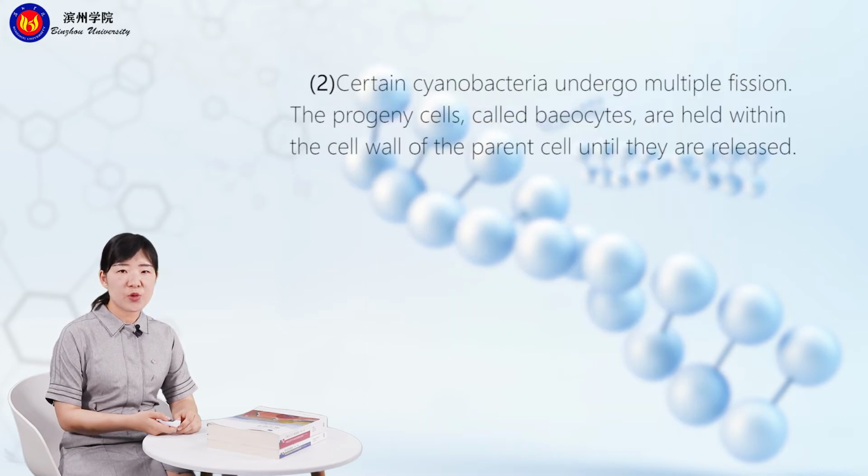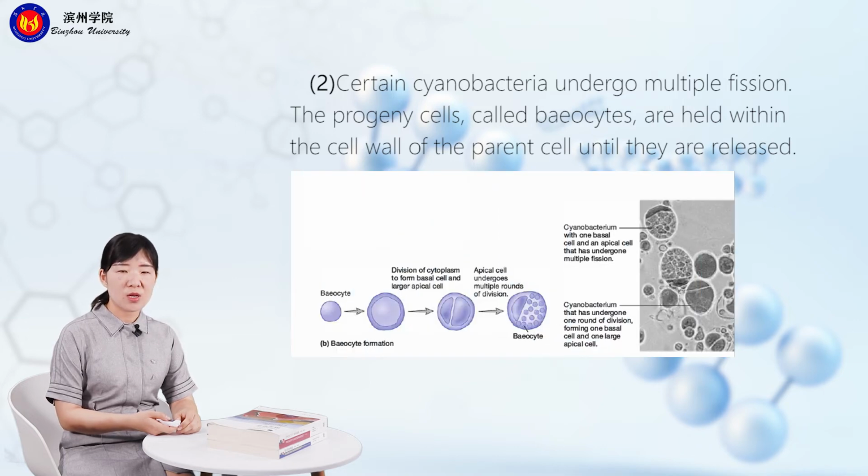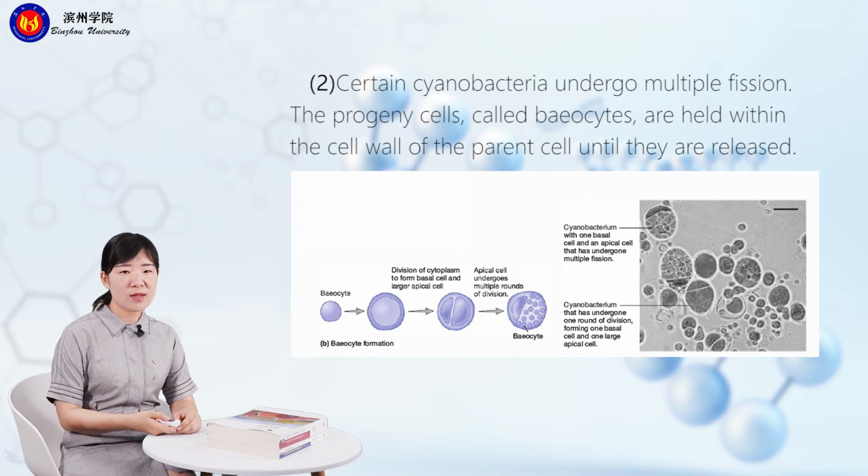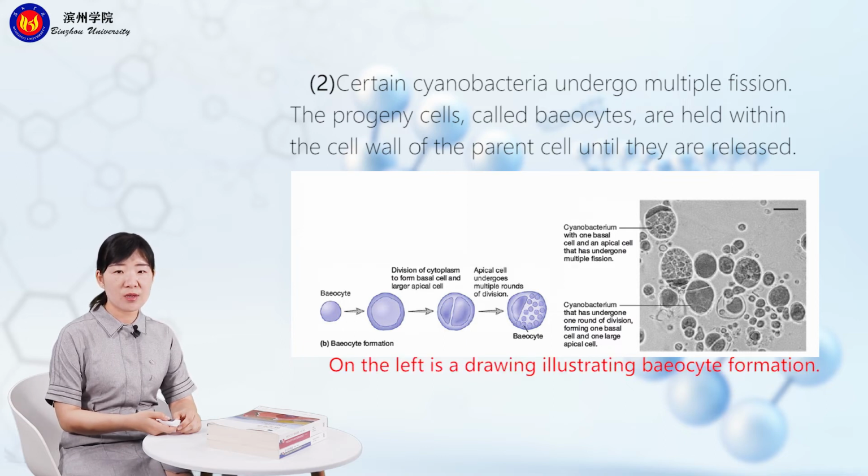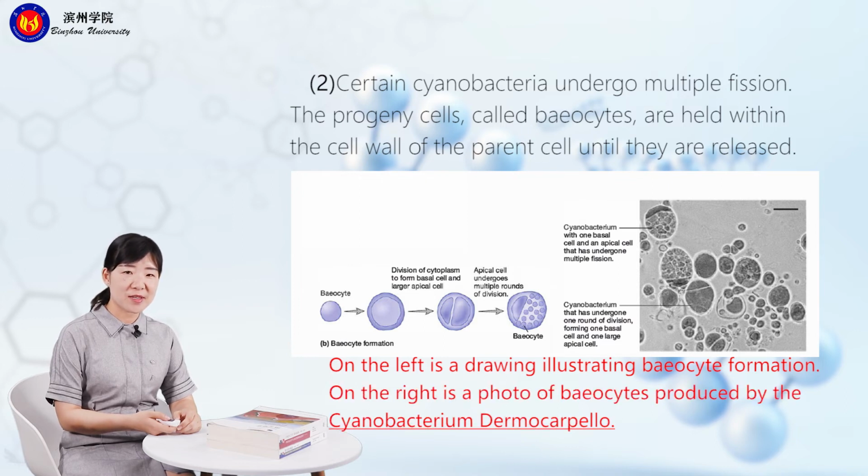Certain cyanobacteria undergo multiple fission. The progeny cells, called baeocytes, are held within the cell wall of the parent cell until they are released. Look at this picture. On the left is a drawing illustrating baeocyte formation. On the right is a photo of baeocytes produced by the cyanobacterium Pleurocapsa.